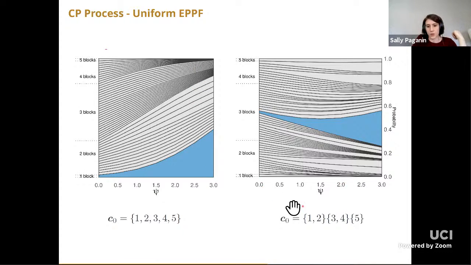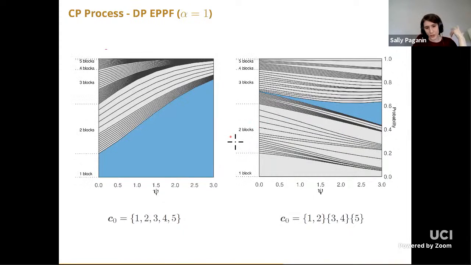A similar story goes if we pick C0 in another part of the space. The partitions that are closer to C0 are different, and the probability they can have for the very same value of psi can be different. So this tells us that the value of psi can have a different effect on the prior, depending on where C0 is in the space. And this is even more evident when we take the Dirichlet process as an EPPF.